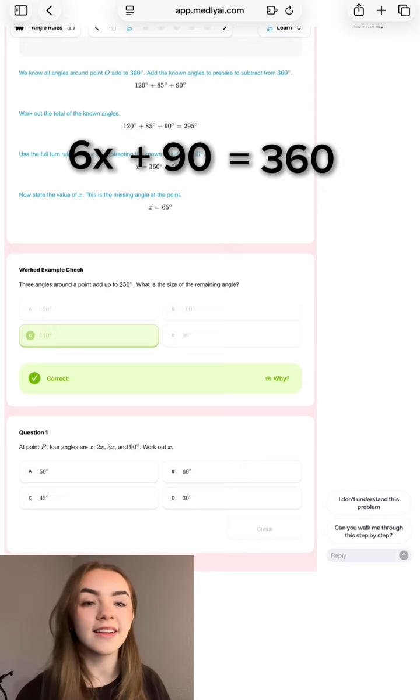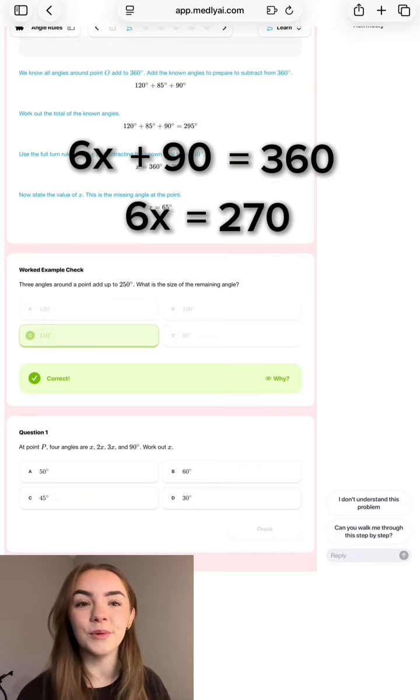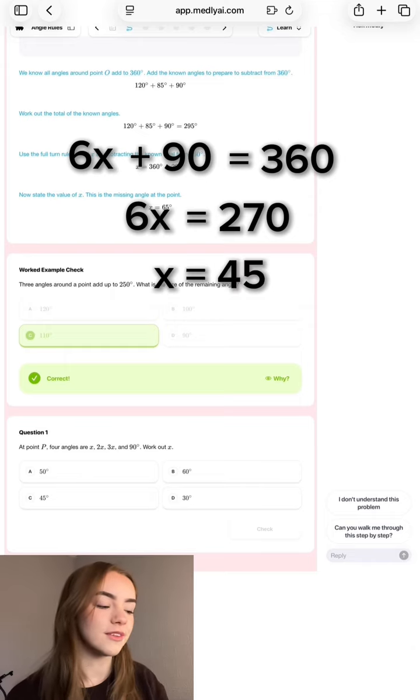To solve for x, let's start by taking 90 from both sides. This will give us 6x is equal to 270. Then to get x on its own, divide through by 6. And x must be equal to 45 degrees.